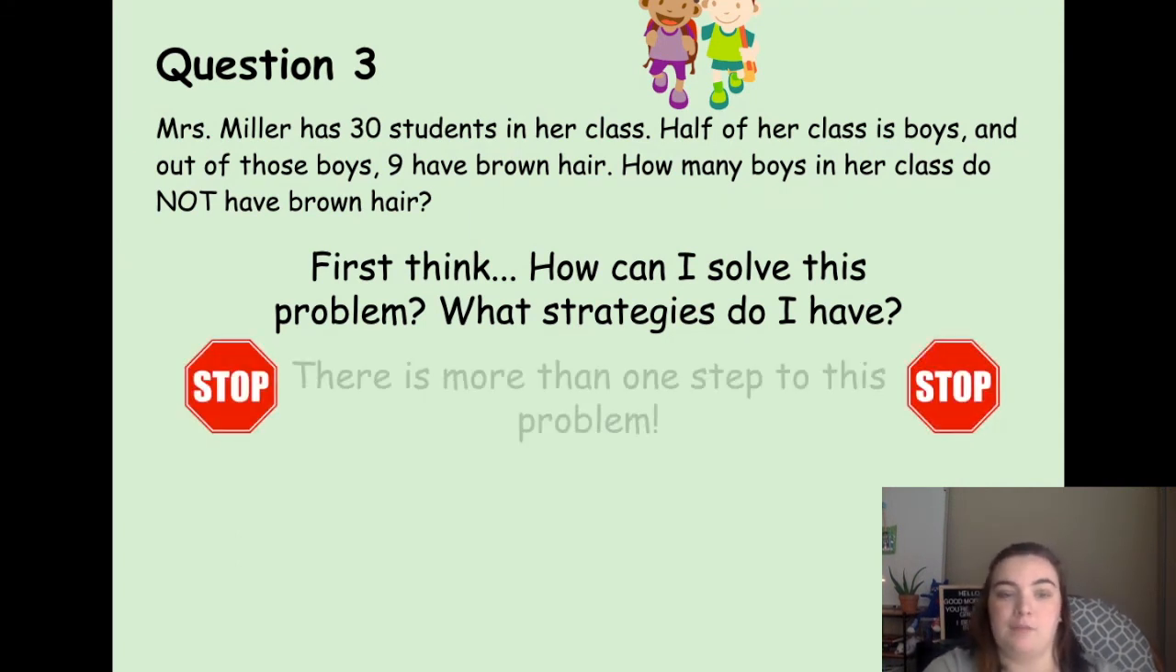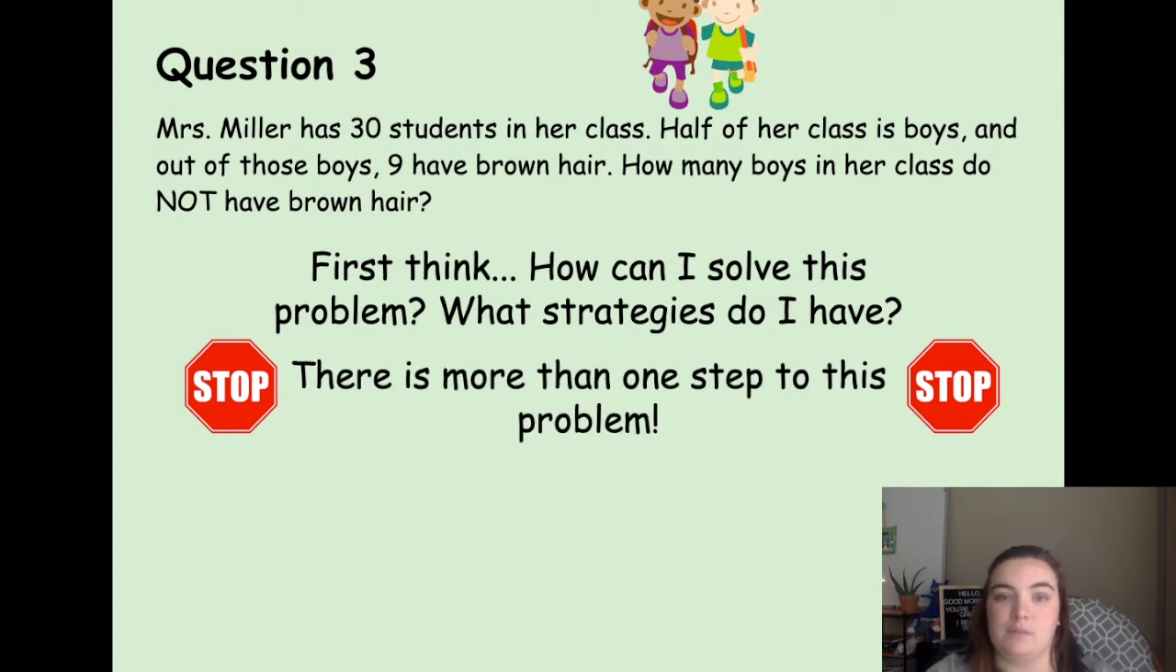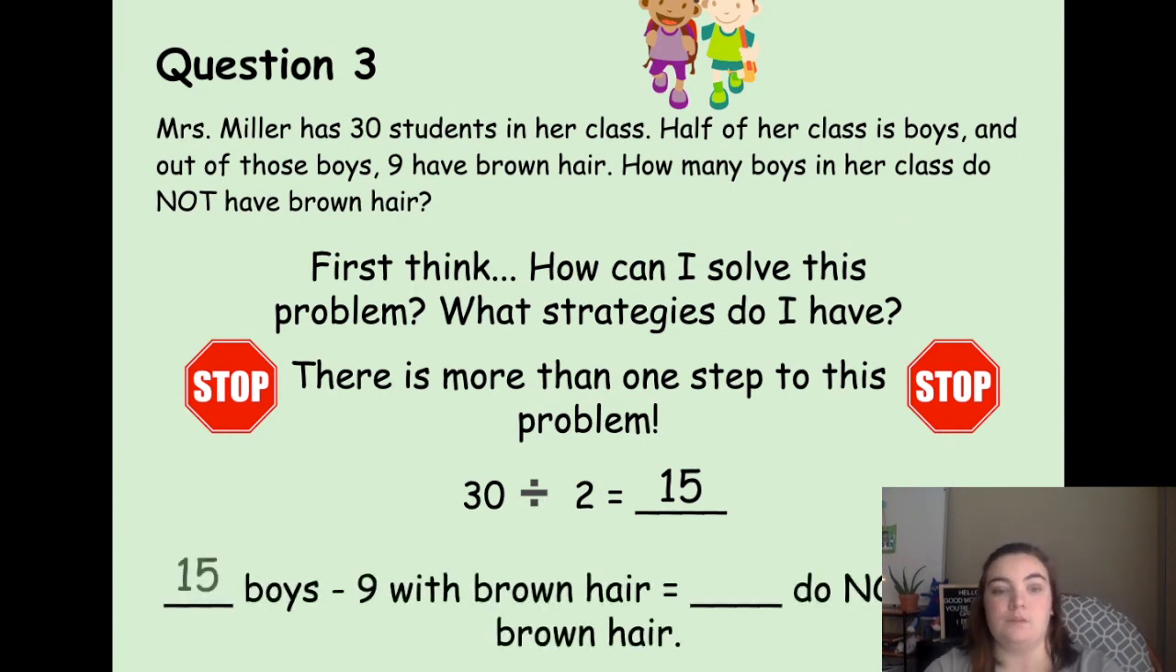So we have to stop first and think, because there is more than one step to this problem. We don't know how many boys are in her class. We just know that half of her class is boys. So unless we know really quick 30 divided by 2, we're going to have to do an extra step. So out of those boys, which we're going to find to be 15, of 15 boys, 9 of them have brown hair. So it's 15 boys minus 9 with brown hair equals 6 that do not have brown hair. So go ahead and check your work.